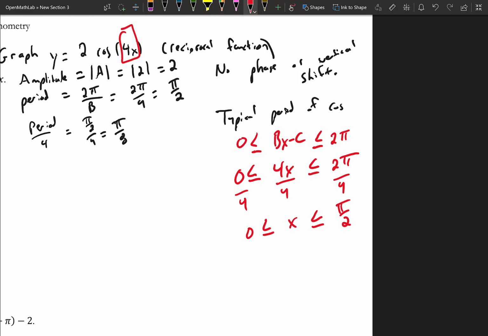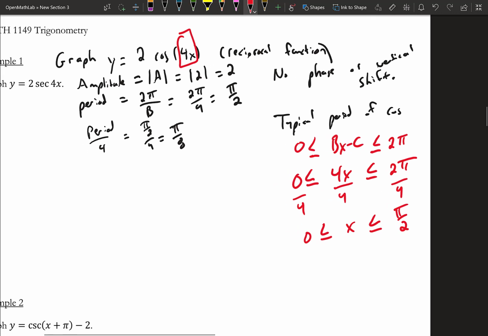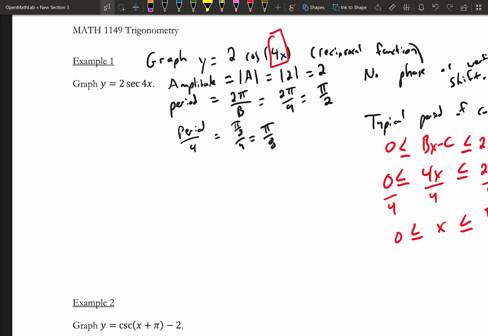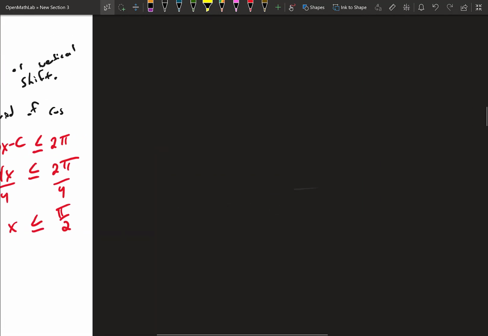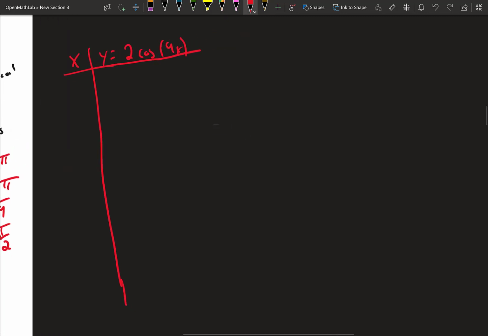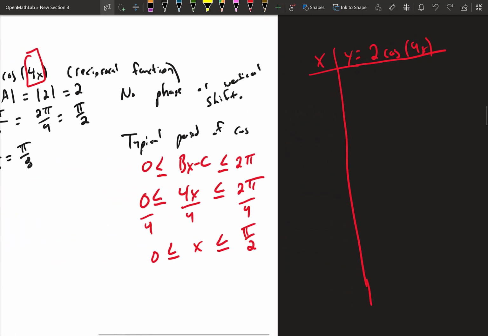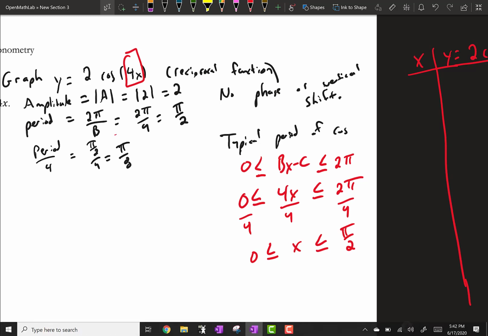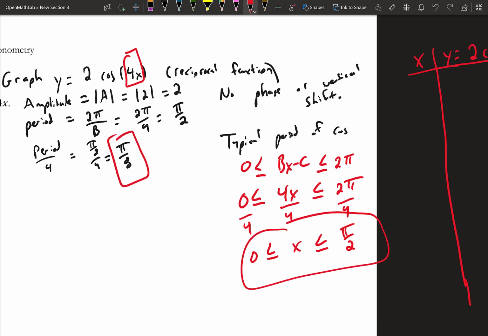Right. So between 0 and pi over 2, that would give me a typical cosine period, right? So I'm just going to come over to the side and make my XYT chart, so we have y equals 2 cosine of 4x. It would be helpful to have a number of endpoints. Remember, I'm going up by pi over 8. That's what I'm increasing by, and this is like a typical period.